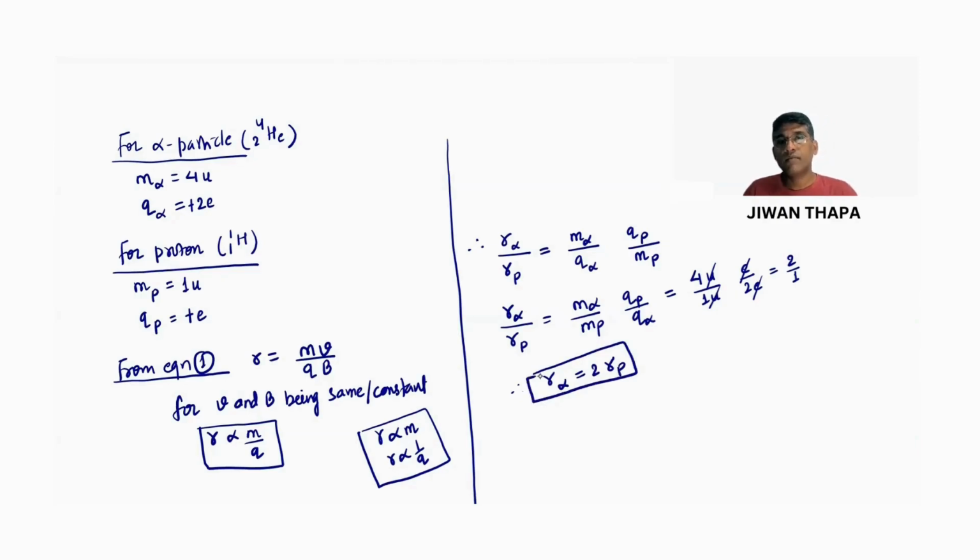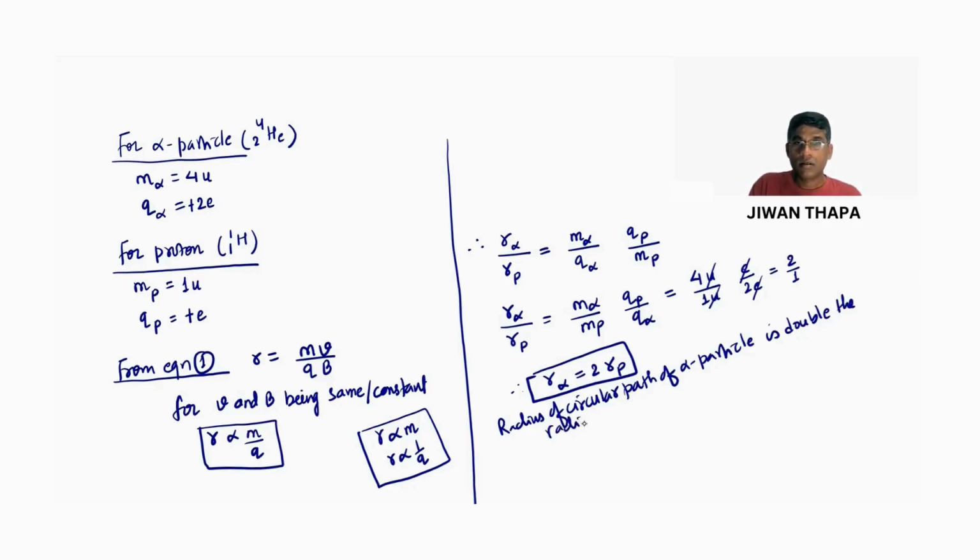That is, the radius of the circular path of alpha particle is double the radius of proton. Clear?